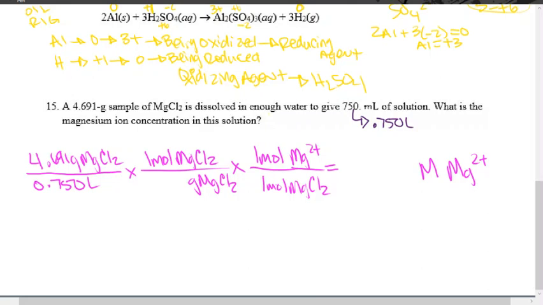The molar mass for MgCl2, at least that I got, is 25.211. And then let's check units. Grams of MgCl2, moles of MgCl2. We're left with moles of Mg2 plus per liter, which is molarity, moles per liter, and that gives us 0.0657. Cool.